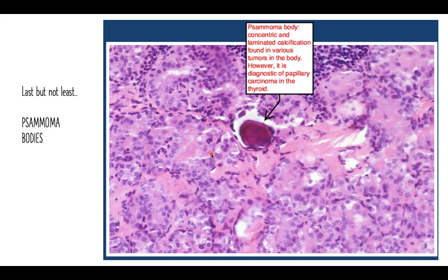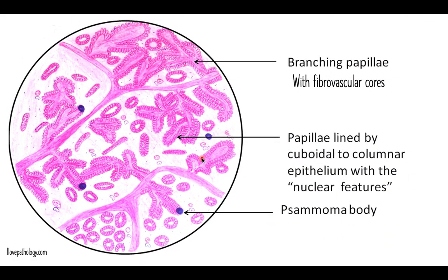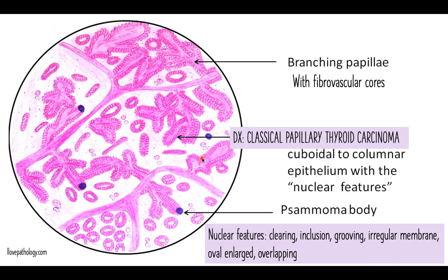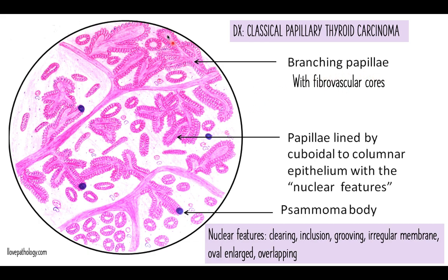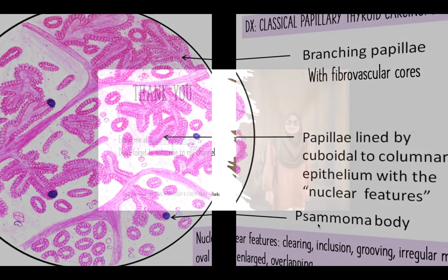Okay, and last but not least, you should look for the psammoma bodies. So as a conclusion, whenever you have branching papillae with a fibrovascular core, together with the nuclear features lining the papillae, nuclear features that exhibit clearing, inclusion, grooving, irregular membrane, oval, enlarged or overlapping nuclei, together with scattered psammoma bodies, this is a classical papillary thyroid carcinoma.